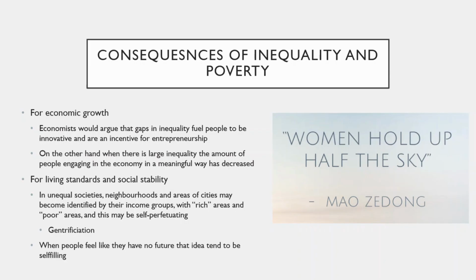For living standards and social mobility and stability, in unequal societies, neighborhoods and areas of cities may become identified by their income groups. With rich areas, we have gentrification, and poor areas, and this leads to self-perpetuation. And if people feel like they have no hope, this tends to be self-fulfilling.